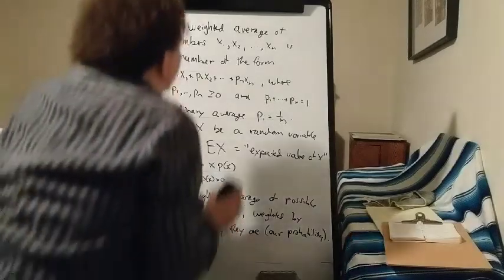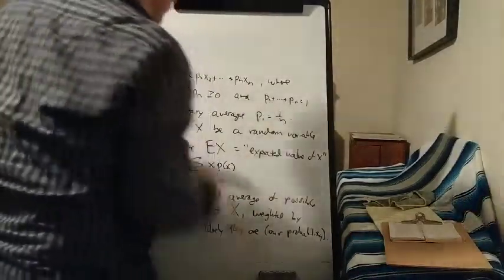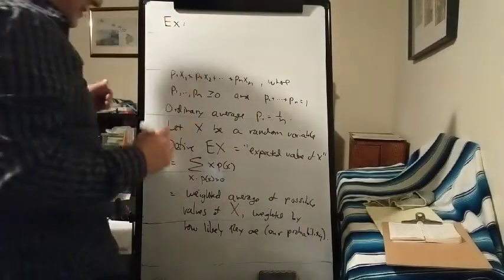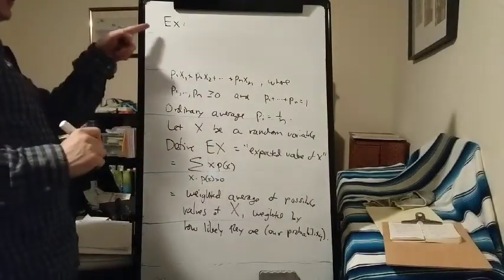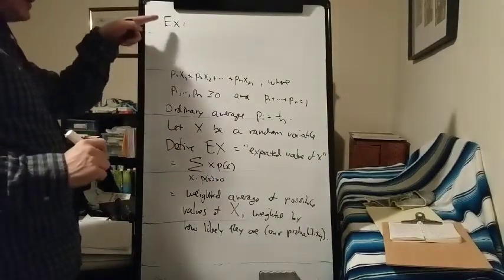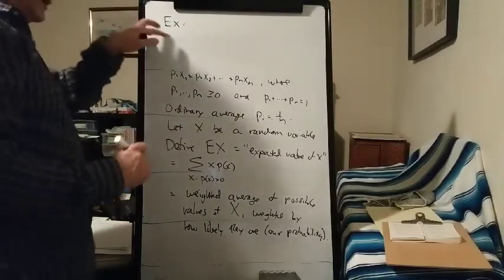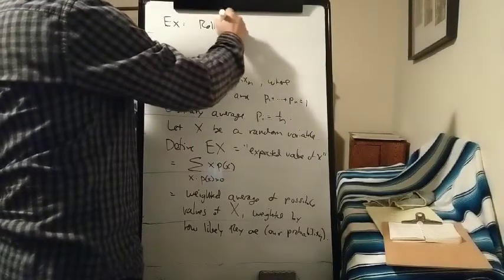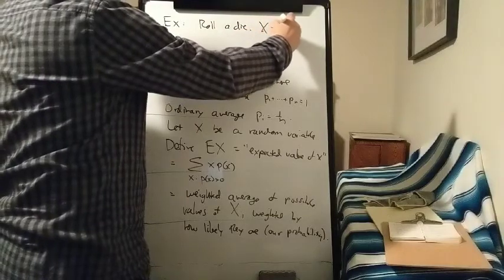So for example, we'll start off with a simple example. Now that we're doing expected value EX, I have to be careful with examples and make sure that capital E little x doesn't look like expected value of x. So example, let's say we roll a die and X is the outcome.